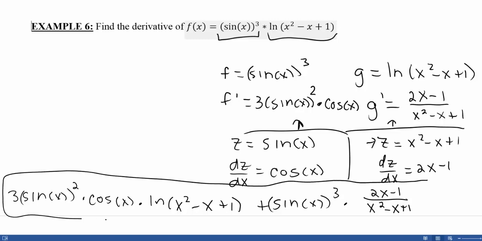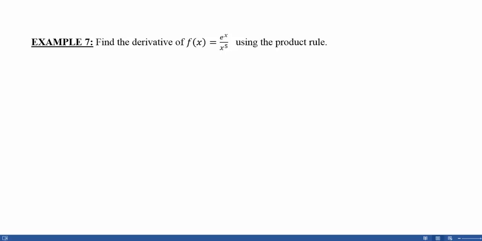So my derivative looks like this big, huge, long function. So even though we know how to do the product rule, oftentimes we have to use other rules within the product rule to get our final answer. As long as we're careful and methodical about the way we do it, we should be able to find the solution. Let's try one more.